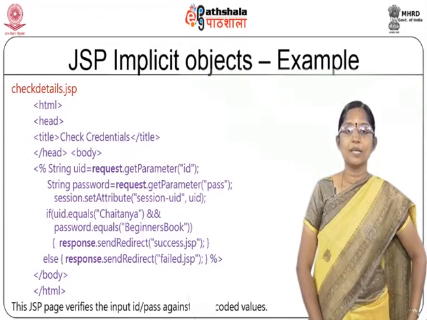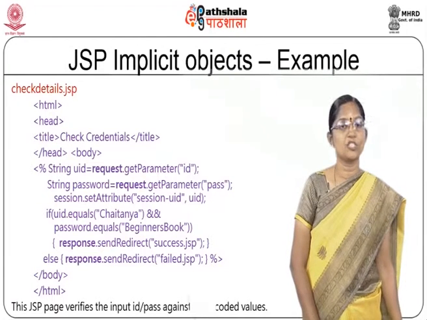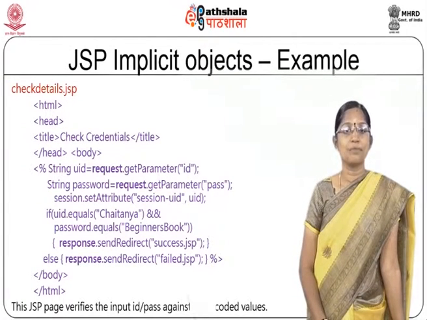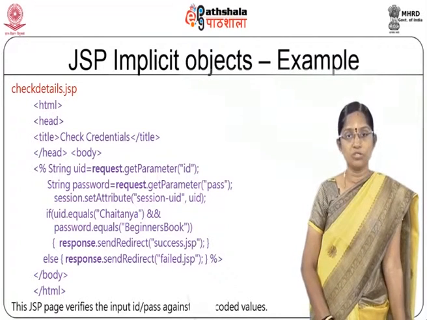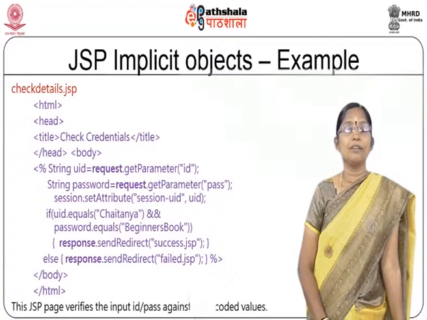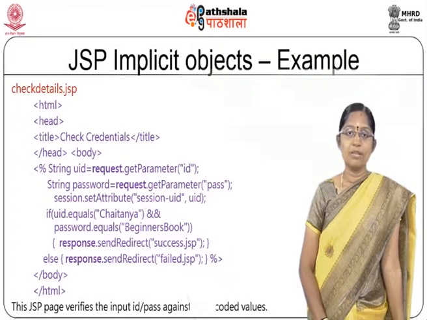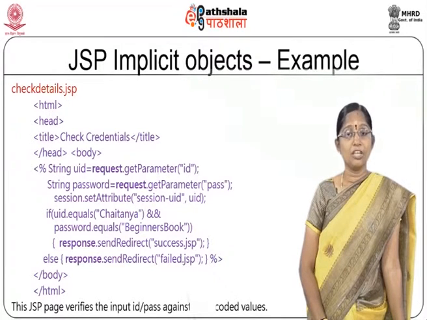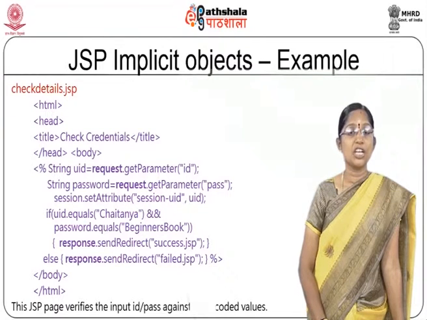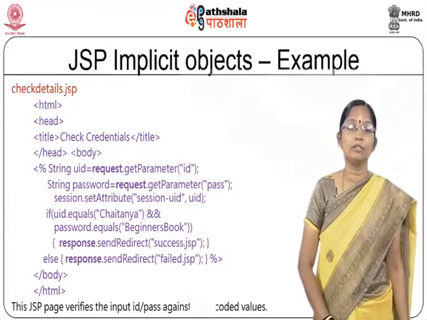In the check details, String UID is equal to request.getParameter of ID, which receives the ID which has been given in the HTML page. Similarly, String password is equal to request.getParameter of pass. You can see that the request implicit object has been used here. So, the password which has been given by the user in the HTML page has been parsed here. Subsequently, the next implicit object has been used: session.setAttribute of sessionUID, UID. That is, for this particular user ID, a particular session attribute has been set, which says that this session is meant for this particular user.